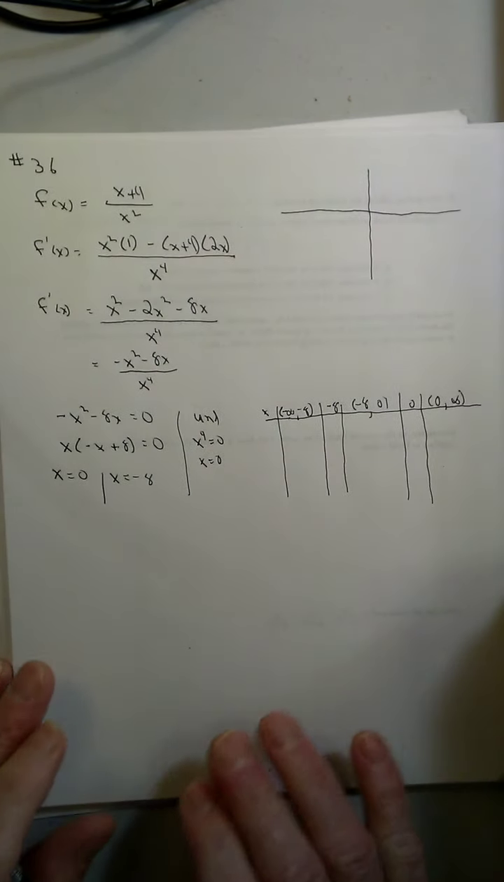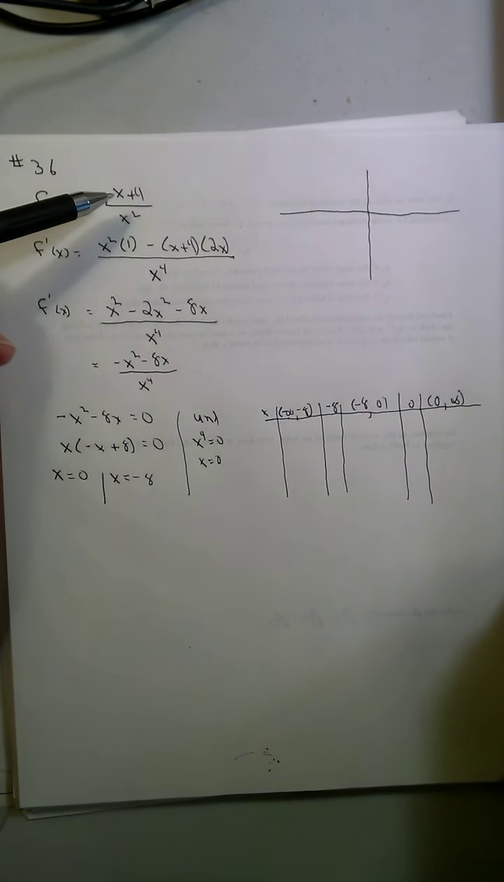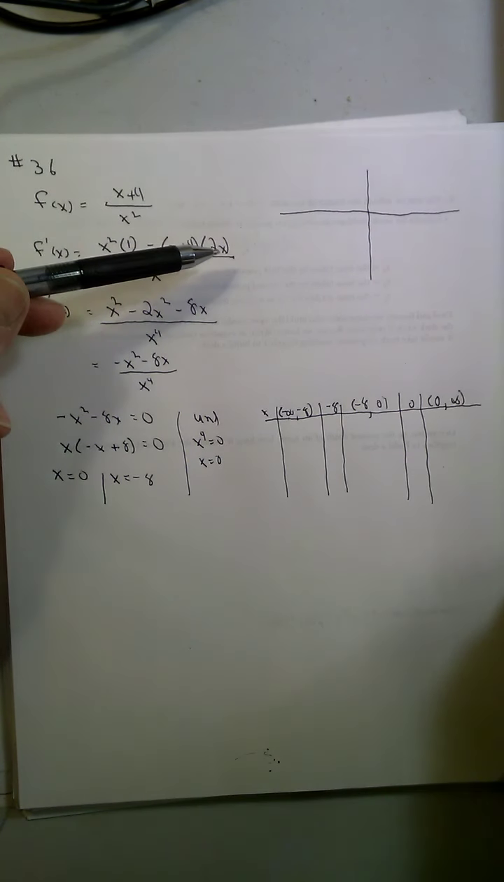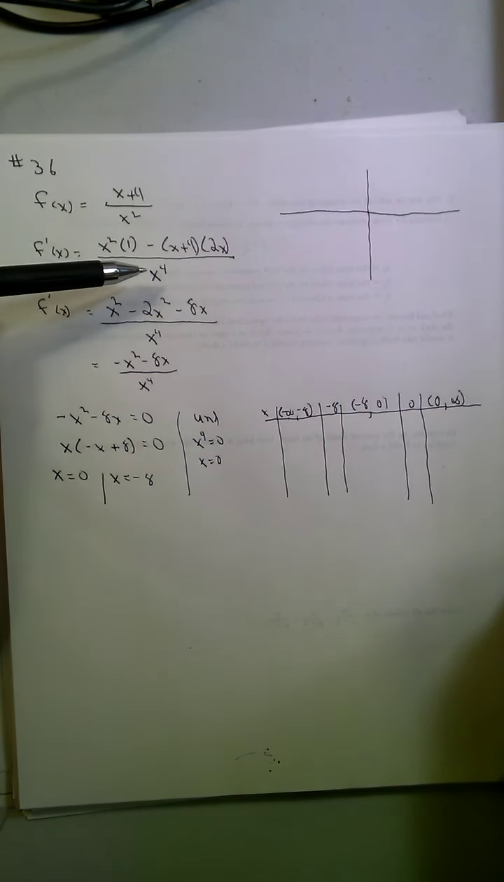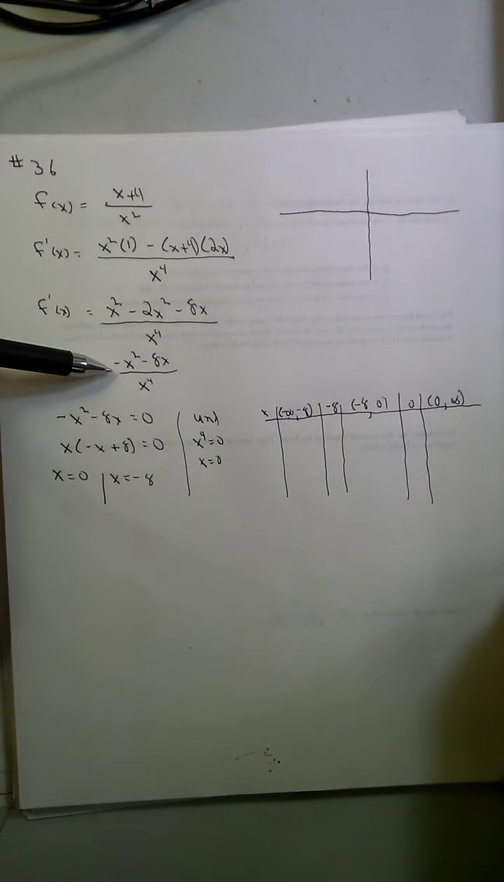Last one, number 36. Fraction, rational function. Use the quotient rule. So as Austin would say, low d high minus high d low, all over low squared, and away we go. Simplify, simplify. So here's your derivative.